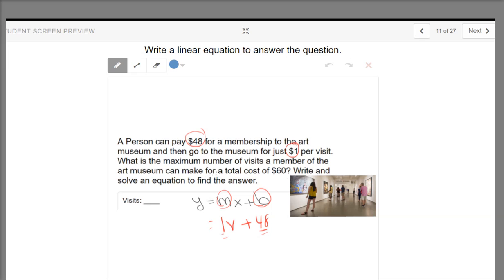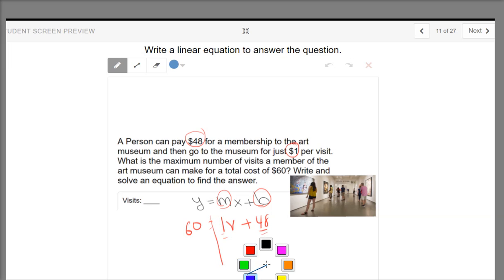We're being told, what if the total cost was 60 bucks? So this is the total cost, 60. What's the number of visits that you can make? So we just got to solve for V. All right, there's one V. We didn't need to put the 1 in front of it, but it's there. Every visit we charge $1. All right, so we're going to solve for V, and V is on the right-hand side.